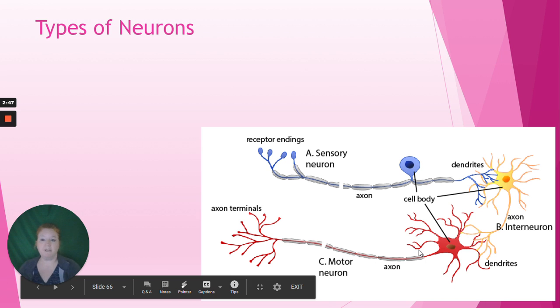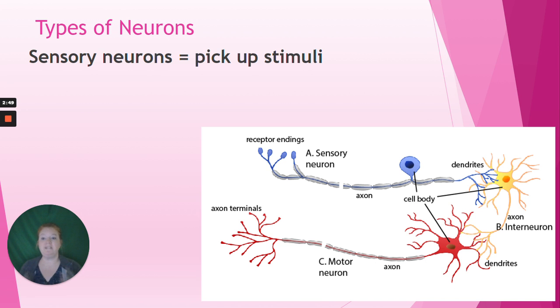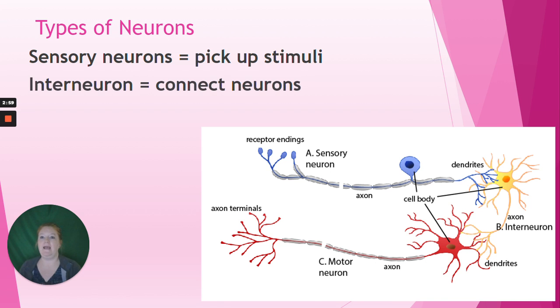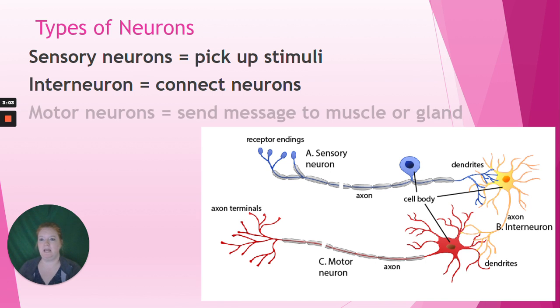There are three main types of neurons. We have sensory neurons. That should make sense. It's your senses. It picks up stimuli. What are you seeing? What are you hearing? What are you touching? What are you tasting? What are you smelling? Interneurons are connectors in between. And then motor neurons, they send a message to a muscle or a gland. So one of the things they're responsible for is movement. Sensory neuron, it's hot. Interneuron, move your hand away.